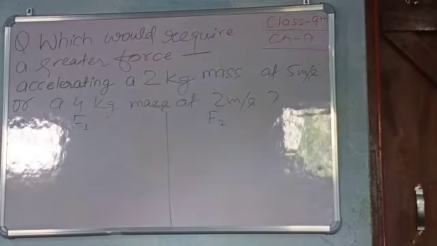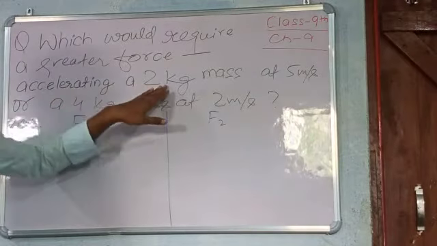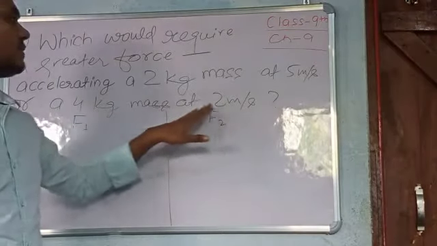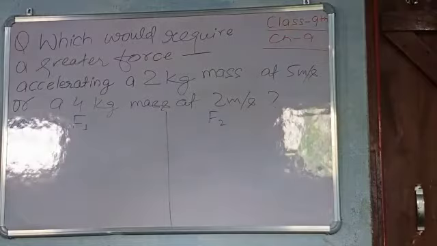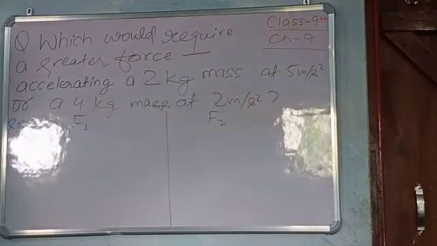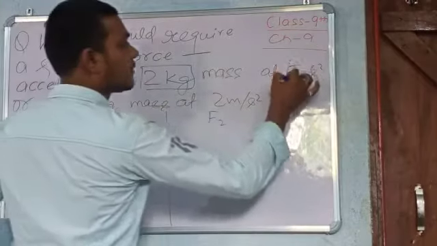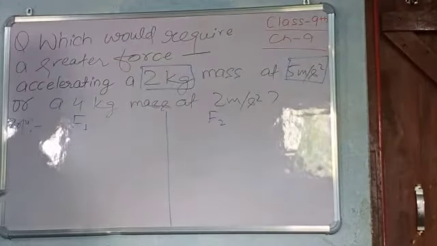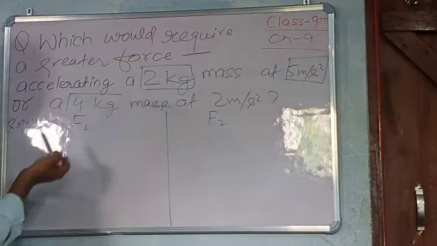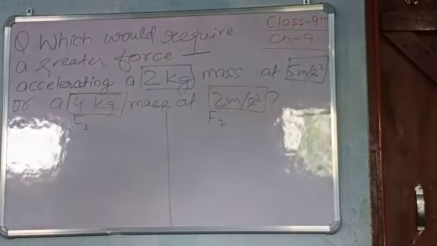Let us see a numerical. Which could require a greater force: accelerating a 2 kg mass at 5 meter per second square, or a 4 kg mass at 2 meter per second square? Okay, so we have the first situation with 2 kg as the mass and 5 meter per second square as the acceleration, and in the second case we have 4 kg as the mass and 2 meter per second square as the acceleration.